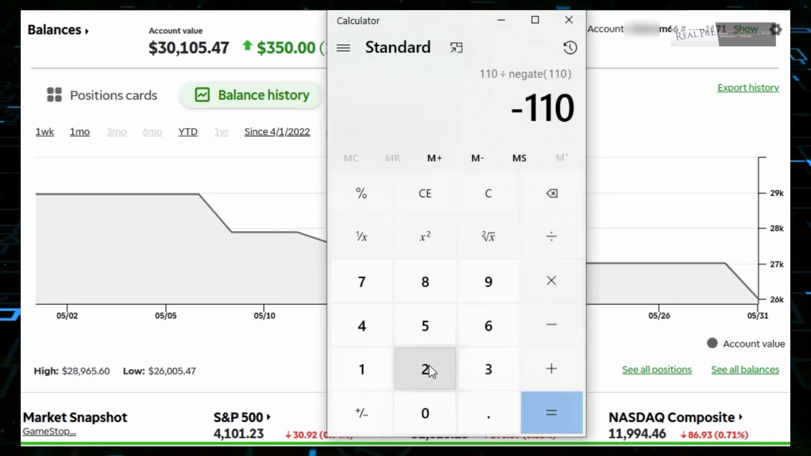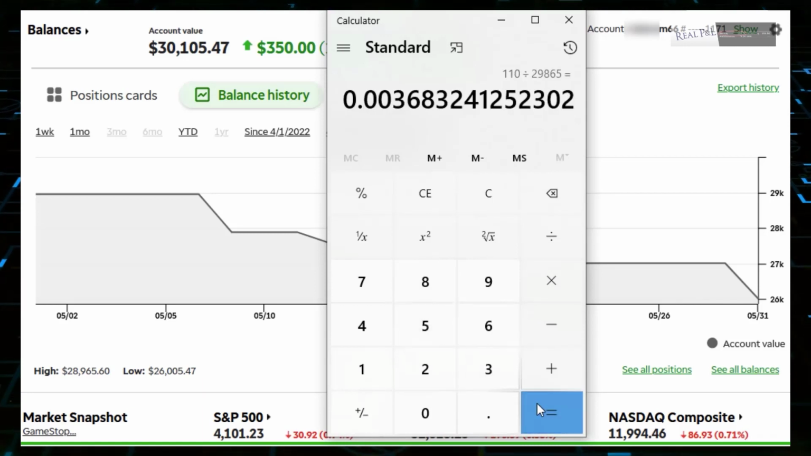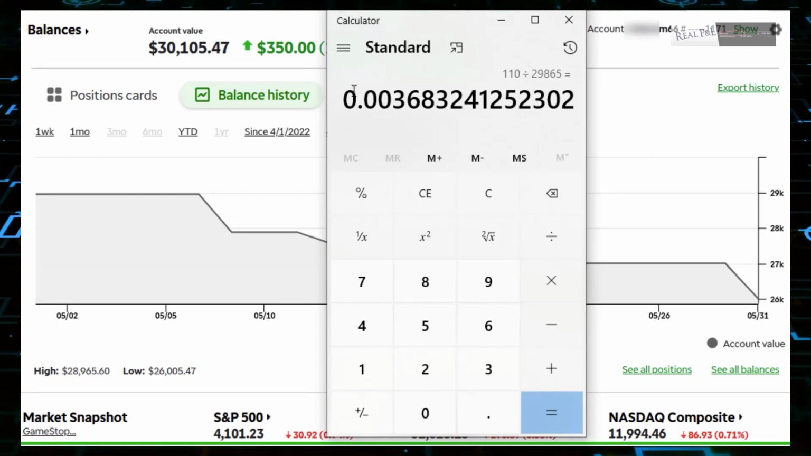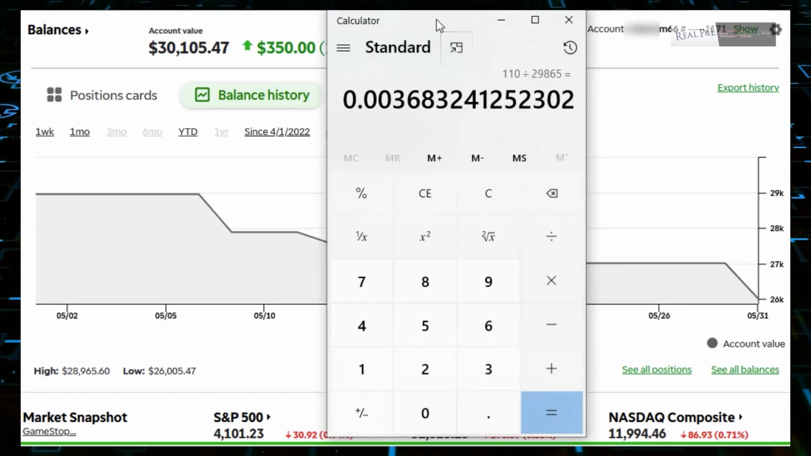Divide that by 29,865. That's 0.4%, so it's not even half of a percent. And you can see the market has already recovered just in one day; you can see that on the next day. So this is very low drawdowns, a very good system. It hasn't hit profits really yet.